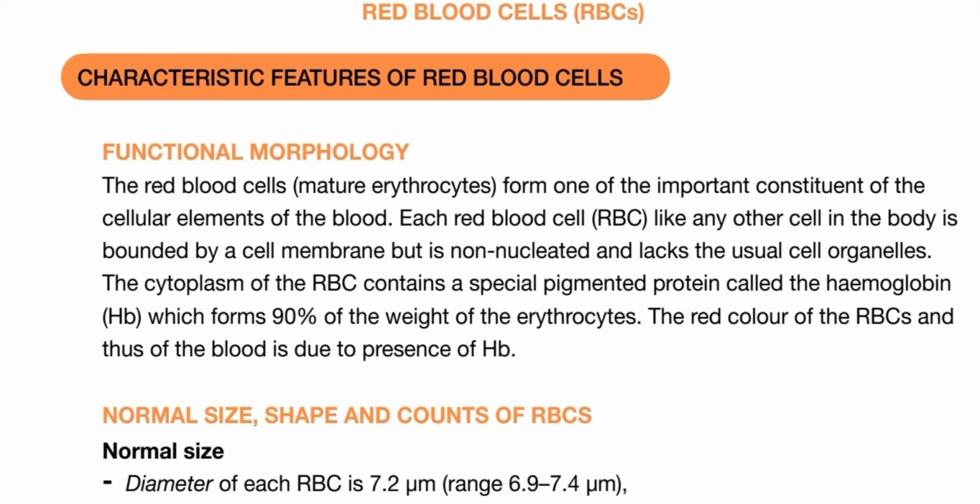The cytoplasm of the RBC contains a special pigmented protein called hemoglobin, which forms 90% of the weight of the erythrocytes. The red color of RBC, and thus of the blood, is due to the presence of hemoglobin. Hemoglobin's main function is to provide red color to the blood.